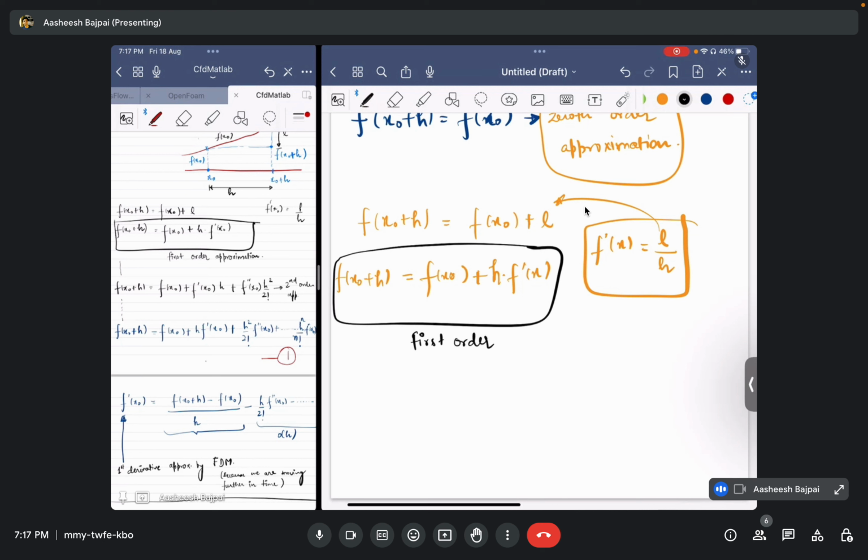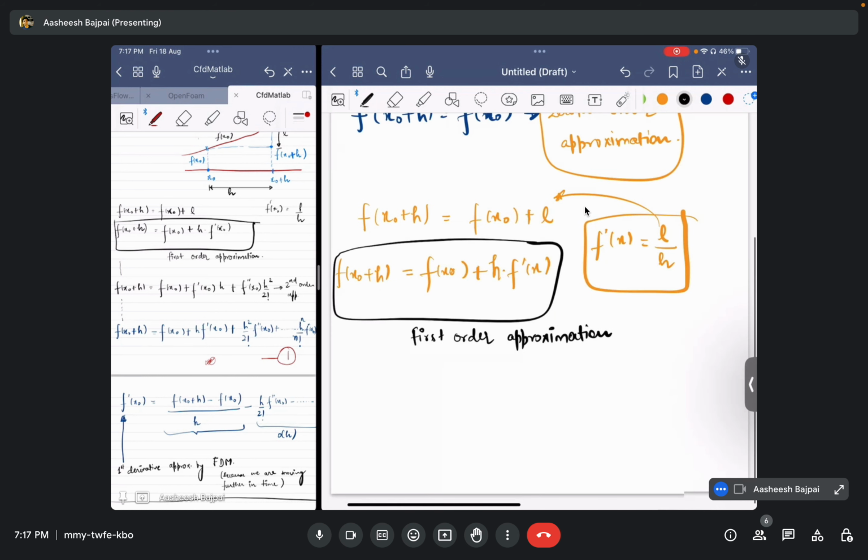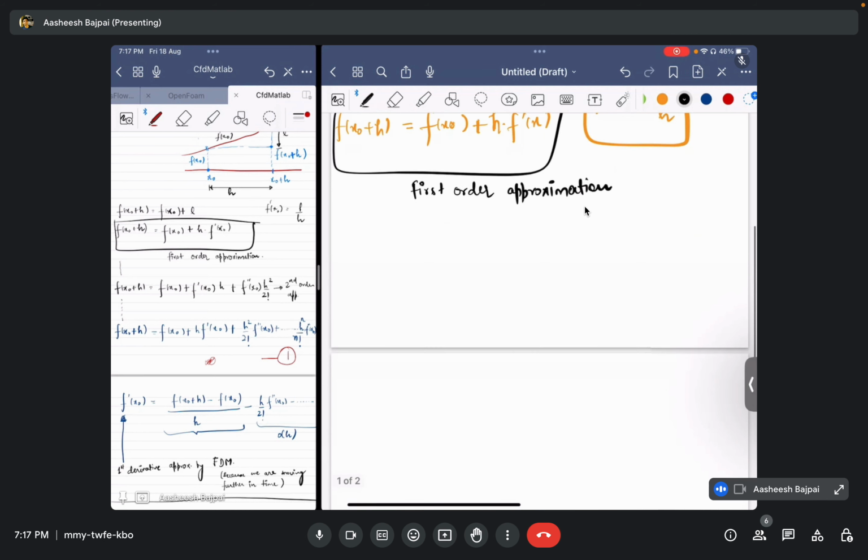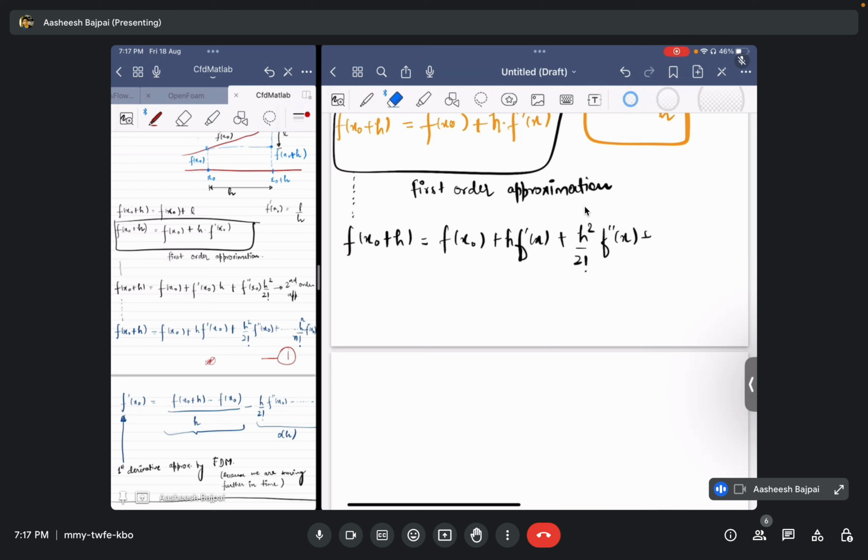I will give you these notes I prepared for you guys. Approximation. And the same thing continues, and we arrive at f(x naught plus h) as f(x naught) plus h f dash x plus h square by 2 factorial f double dash x, which is the second order approximation.